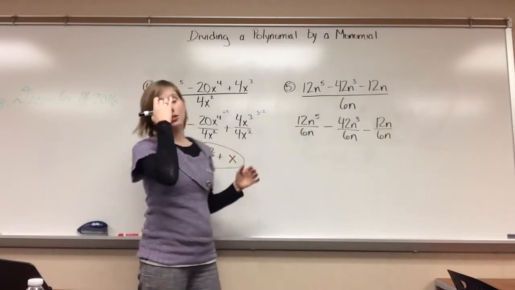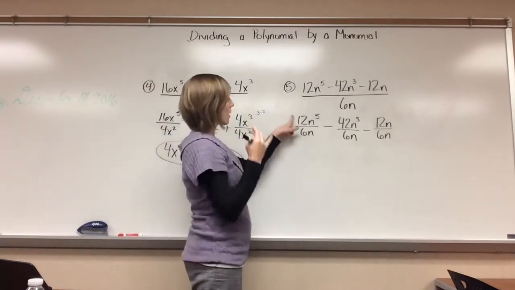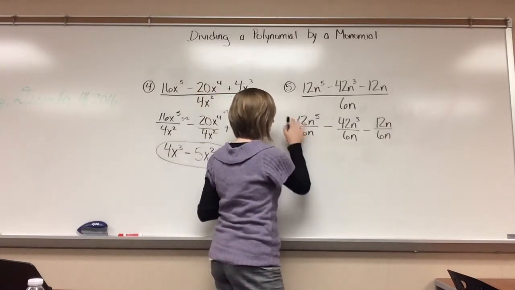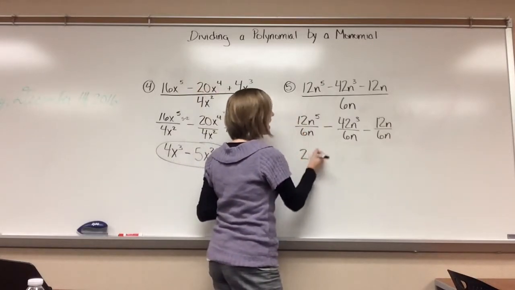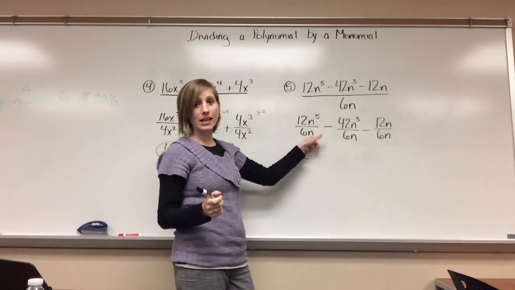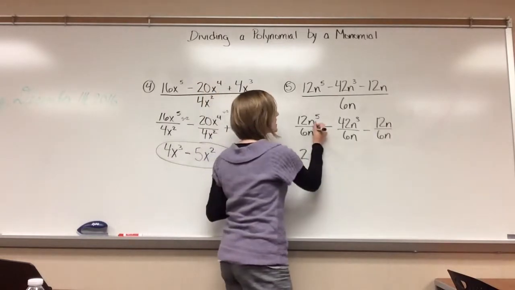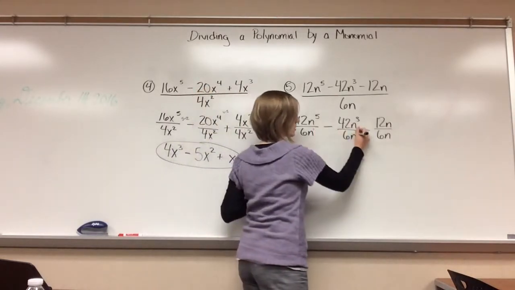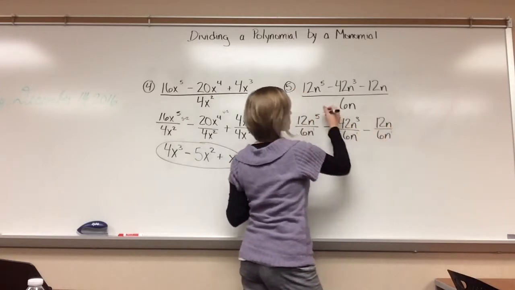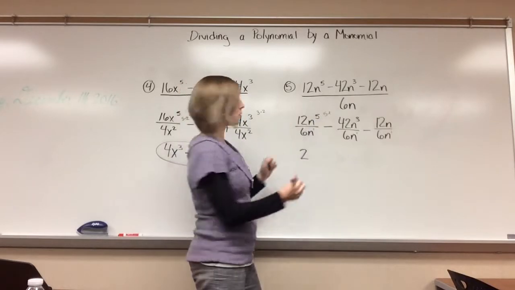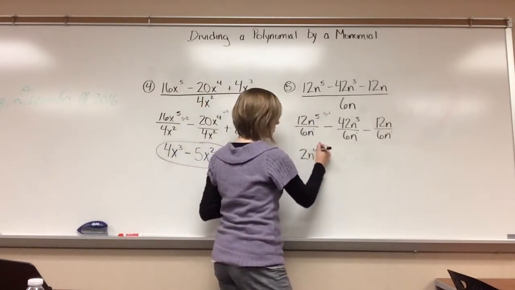So first step, we need to divide the coefficients. 12 divided by 6 is 2, and then we subtract our exponents. If there is no exponent for the n in the denominator, remember, that means there is a 1 there. They just didn't write it. So let's go ahead and put those 1s in. So we're going to subtract 5 minus 1. So 5 minus 1 is 4, so we have n to the 4th.